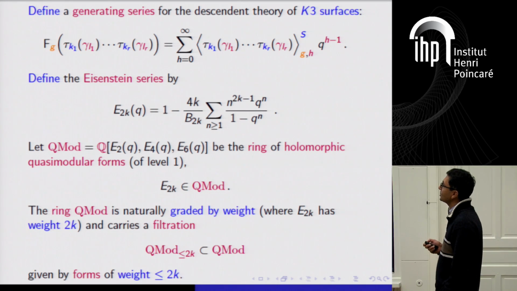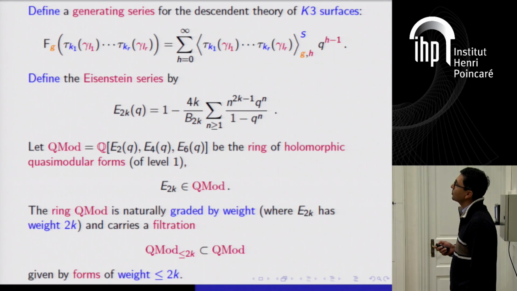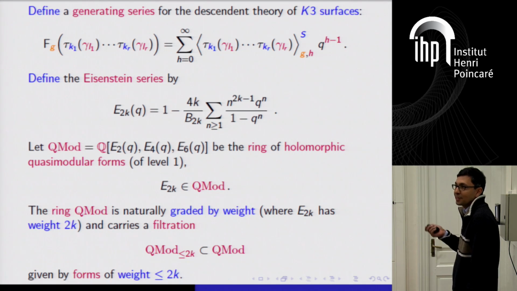And this ring of quasi-modular forms is naturally graded by weight. E2k has weight 2k, and it carries a filtration. I can look at quasi-modular forms of bounded weight, and that is a finite dimensional vector space, of course, because it has generators given by these. So these are the Eisenstein series, this ring of quasi-modular forms, and there's this weight filtration.